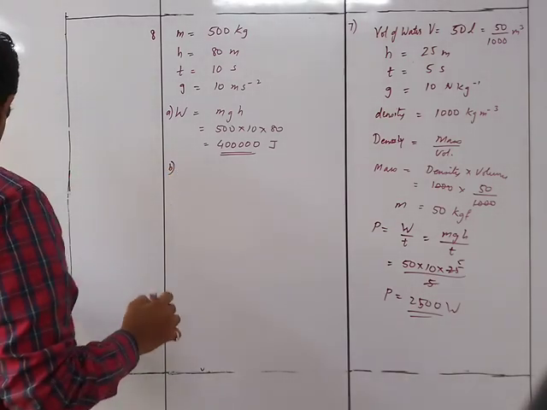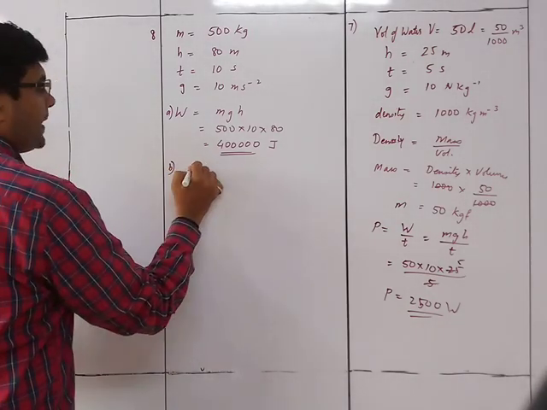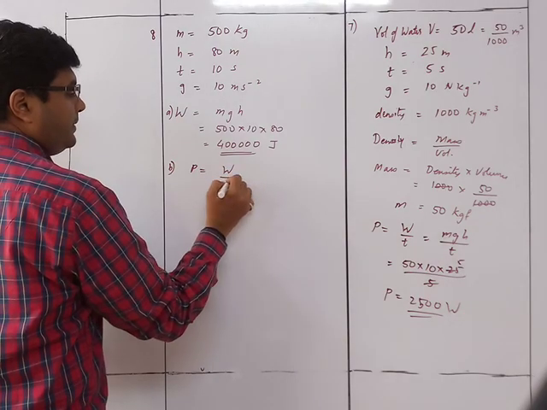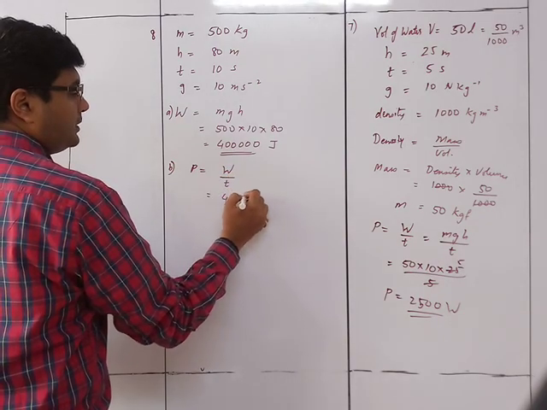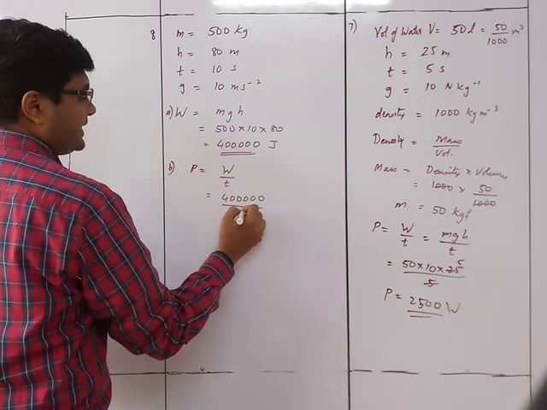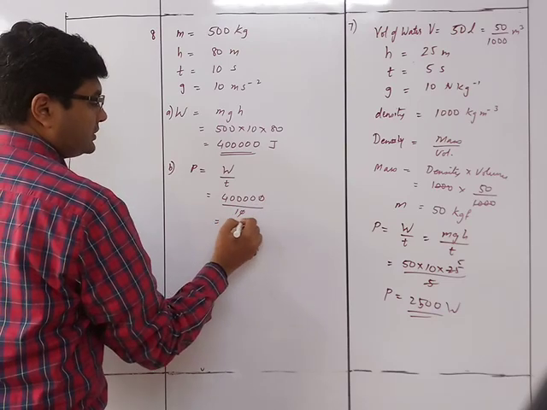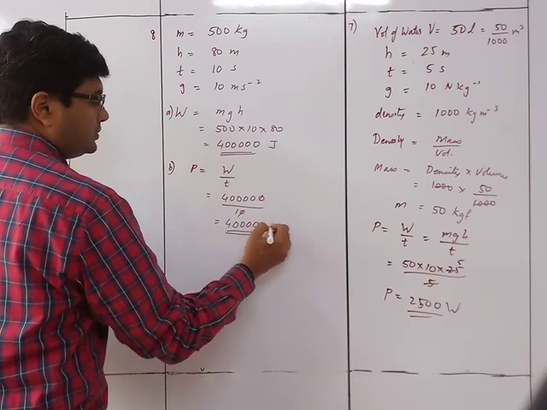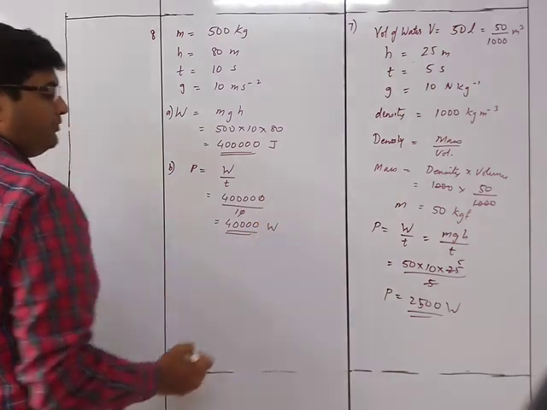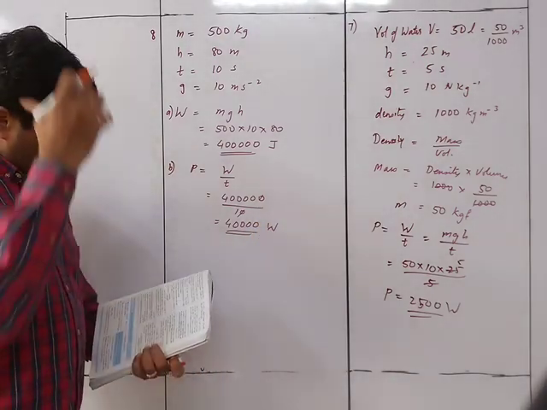The second part is the power at which the pump works. So power = work upon time, that is 4 lakh upon time, which is 10 seconds. So that is going to be 40,000 watt. Okay, 40,000 watt will be the power.